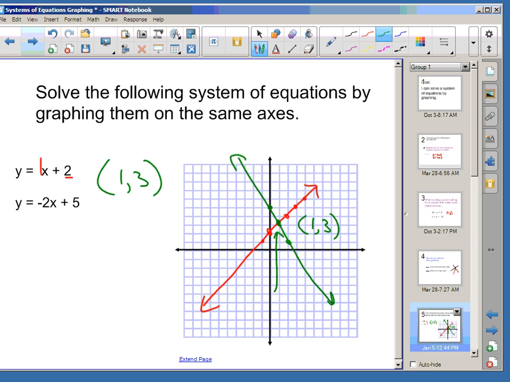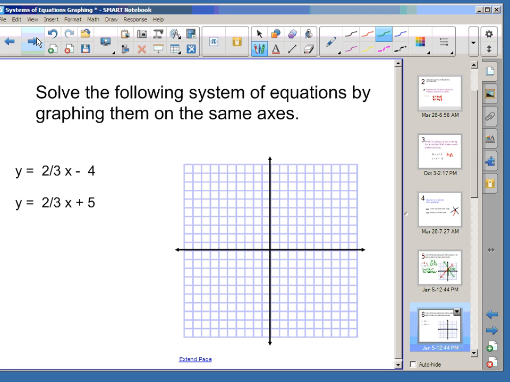That being the case, we should check. If it is a solution to the system, it should make both true. So if that's my x and that's my y, is 3 equal to 1 plus 2? Yeah, 3 equals 3. And is 3 equal to negative 2 times 1 plus 5? Sure it is. All right, so you basically graph the two lines, find where they intersect, and that's a solution to the system.